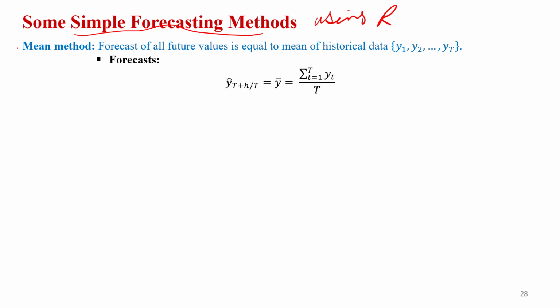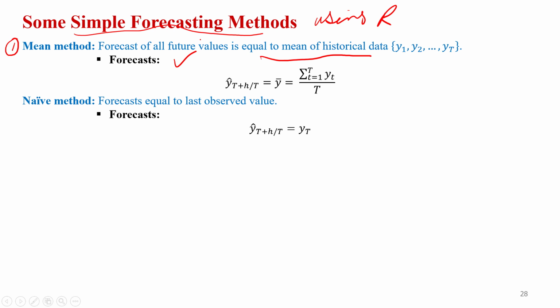Okay, the first method we are going to discuss is the mean method, or you can say the average method. That is simply that the future value is going to be the average of the historical data. The second method we are going to discuss is the naive approach, or you can say the naive method. In this method, we are saying the future value is going to be equal to the last observed value, or the last actual value of the data set.